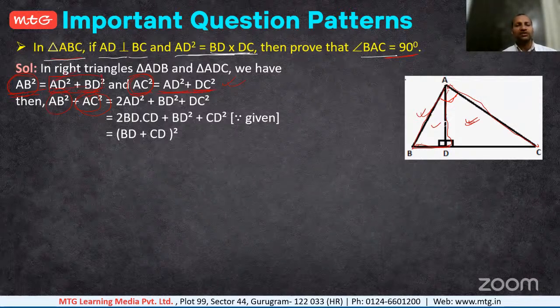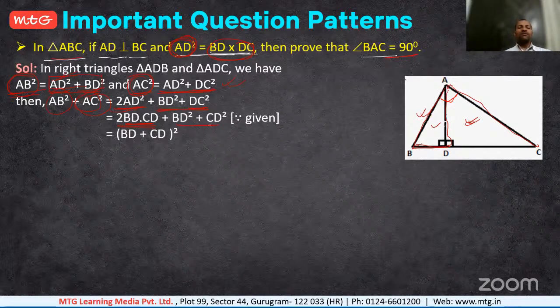So 2 times AD square, it becomes 2AD square plus BD square plus DC square. And in the question it is given AD square is equal to BD into DC. So that value we have put here, AD square is equal to BD into CD. So 2 is there, so it becomes 2BD CD, plus whatever is there, BD square plus CD square, that we have written, fine.